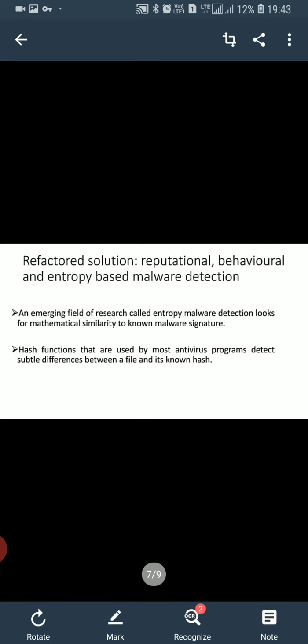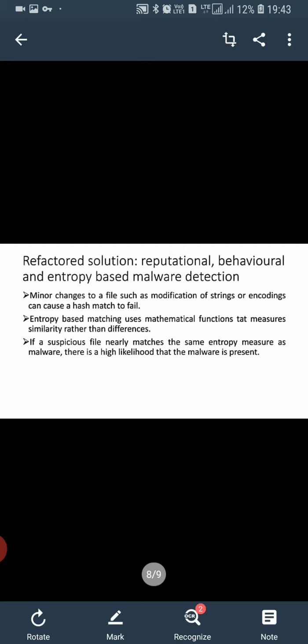Hash functions used by most antivirus programs detect subtle differences between a file and its known hash. Minor changes to a file, such as modification of strings or encodings, can cause a hash match to fail.